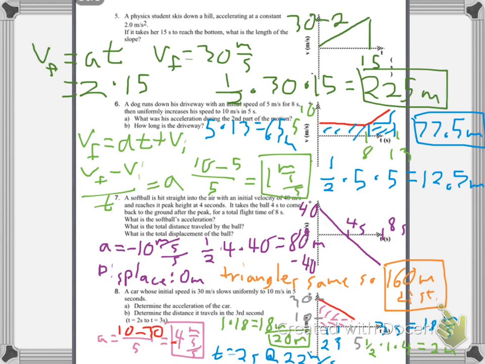So 1/2 times 1 times 4 gives us 2 meters. And then that rectangle will have a base of 1 second, I'm sorry, and the height will be 18 meters per second for a total distance there of 18 meters. Add the two distances together and you get 20 meters is how far that car moves in 1 second. There's your solutions for the area under the curve.